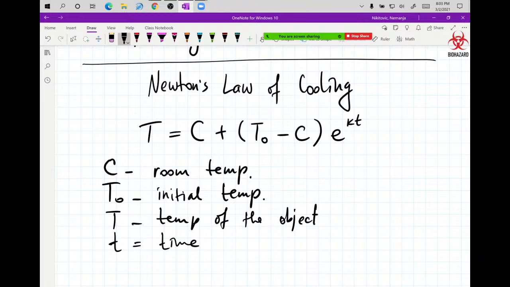Initial temperature is just the starting temperature, like with coffee. Your coffee could be, let's say, at 115 degrees when you just brew it, and it's now sitting in the cup. You're not going to drink it at 115, 120 degrees, right? Well, it will burn you.